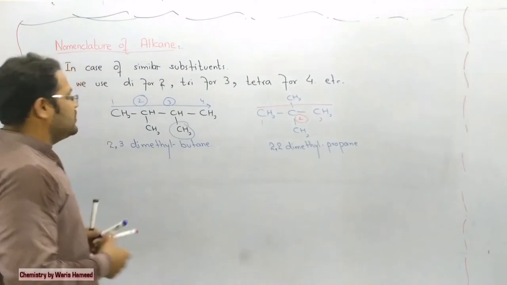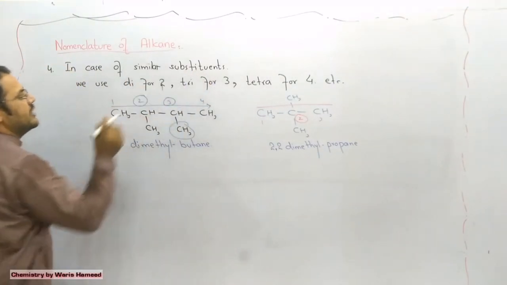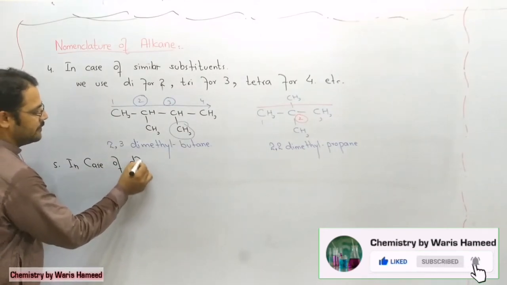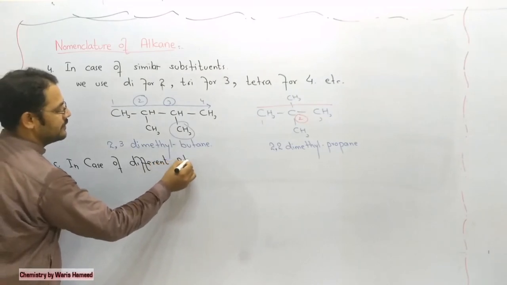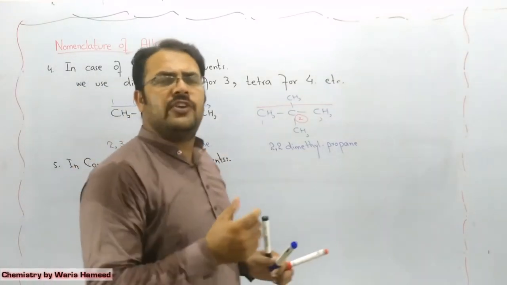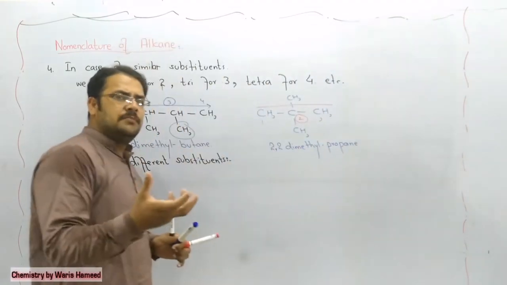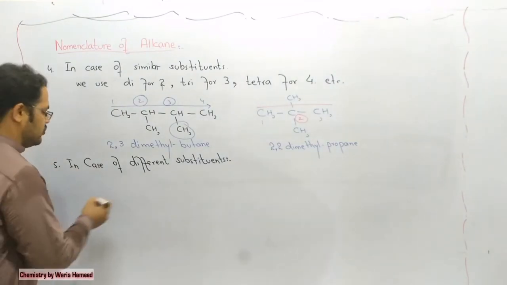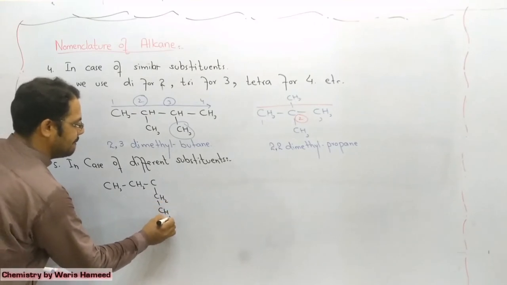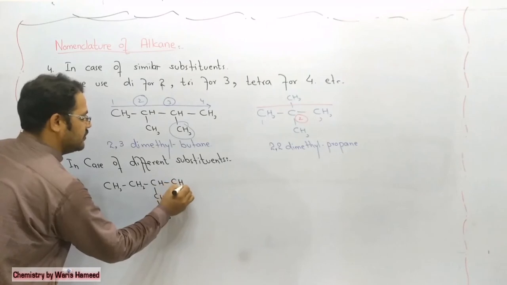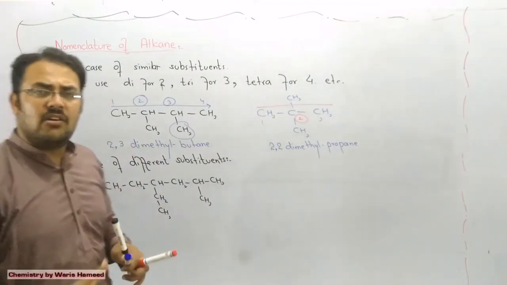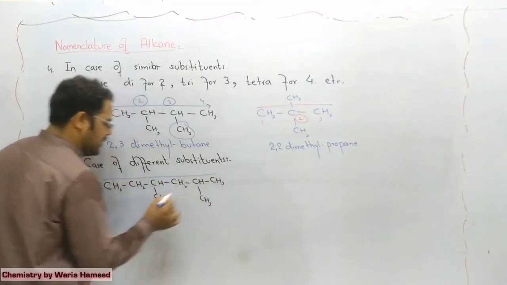Now moving toward the next rule. In case of different substituents, if we have different substituents, then we will arrange them according to alphabet. We will keep their order alphabetically. So, for example, it is CH3, CH2, CH2, CH3, CH2, CH, CH3, and here is CH3. Now, first of all, select the longest chain. Here is the longest chain. You can also select this longest chain.